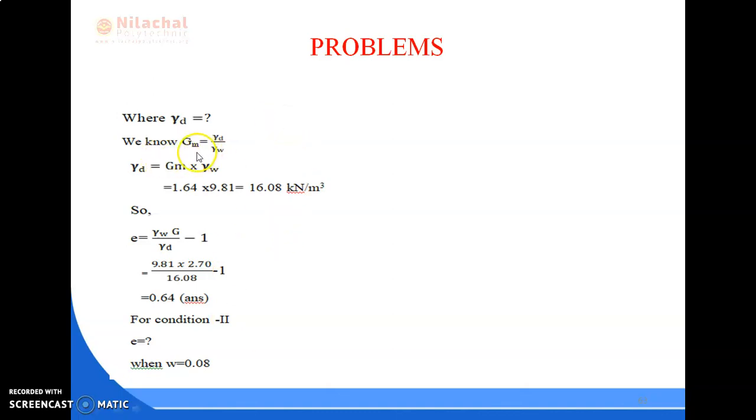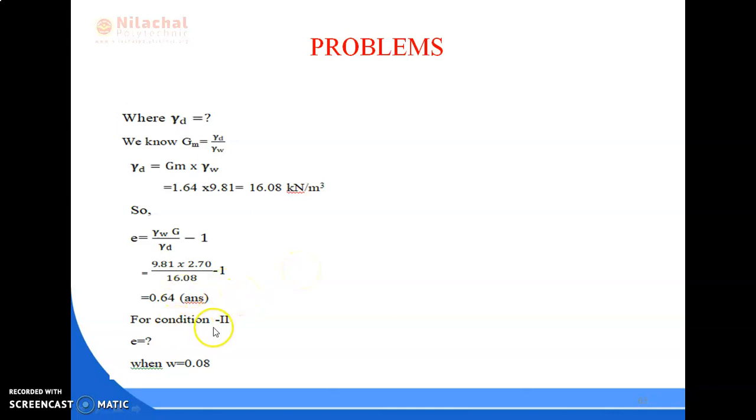So first we have to find out the gamma d value. Again we know the mass specific gravity Gm equal to gamma d by gamma w, which implies gamma d equal to Gm into gamma w. So we put the values: 1.64 into 9.81 equal to 16.08 kilonewton per meter cube. So here e equal to G gamma w by gamma d minus 1 equal to 9.81 into 2.70 by 16.08 minus 1 equal to 0.64. So this is the answer for condition 1.